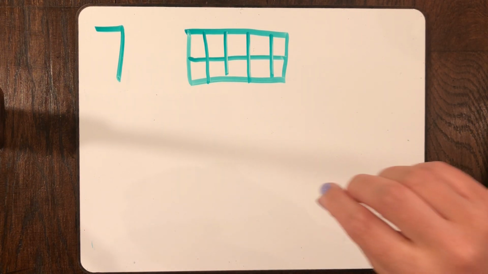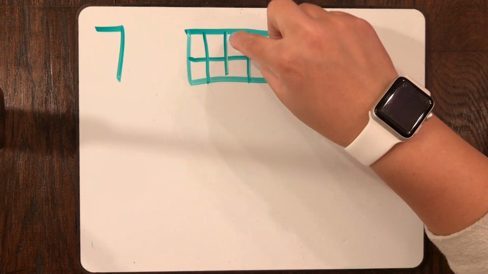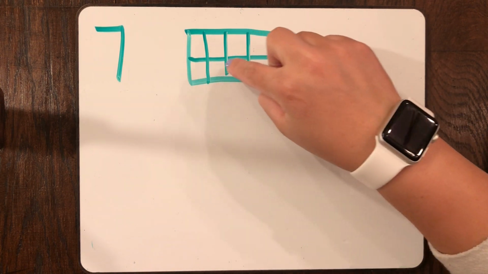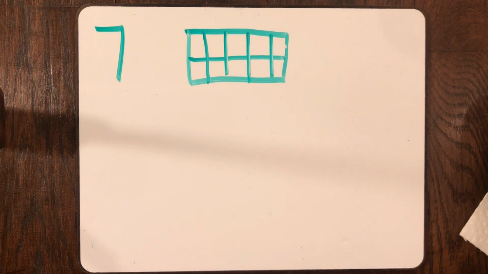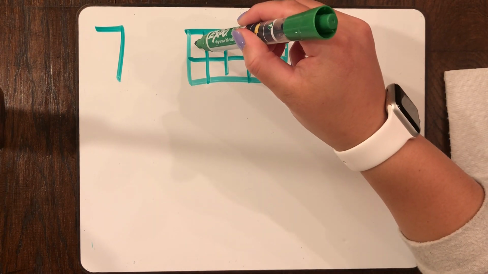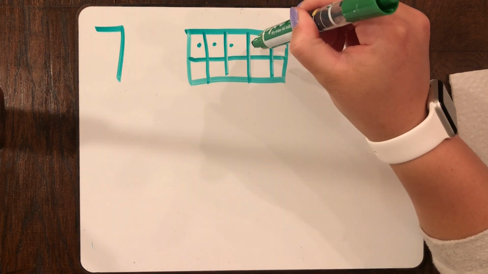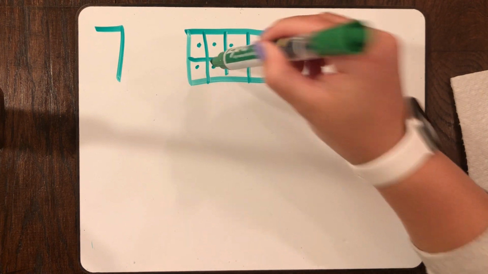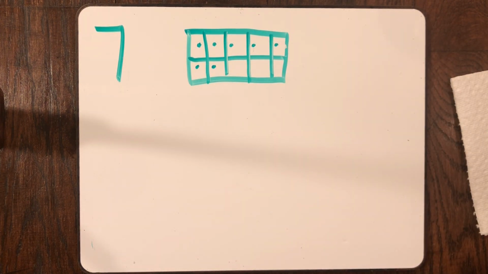I'll check and make sure that I have 10 boxes. 1, 2, 3, 4, 5, 6, 7, 8, 9, 10. I have a tens frame. So now to show 7, what am I going to do? Good, I'm going to fill in 7 dots. I'm going to start in this top one and go across. 5, 6, 7. Good.